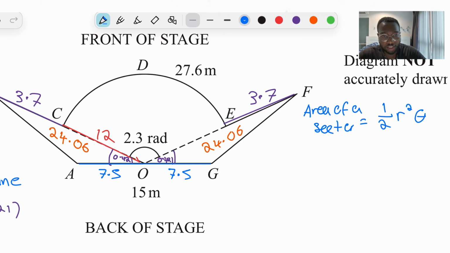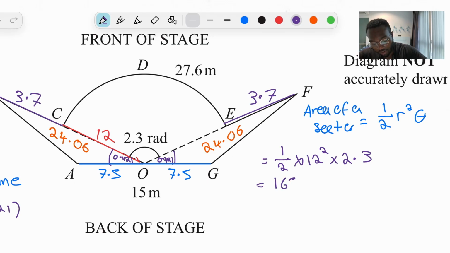Well, we've already worked out the radius, and we already know the angle in between. So therefore, it's just going to be a half times r squared, which is 12 squared, and then times by the theta, which is 2.3. And if you work that out, we get 165.6.